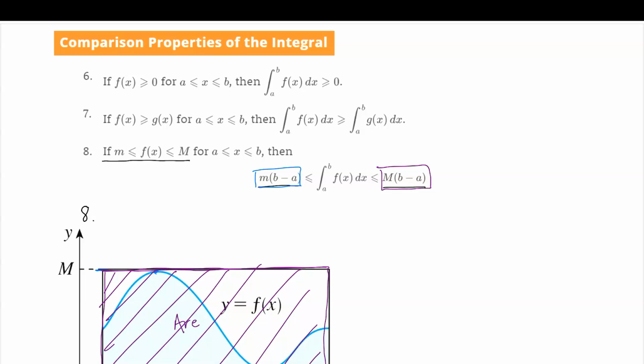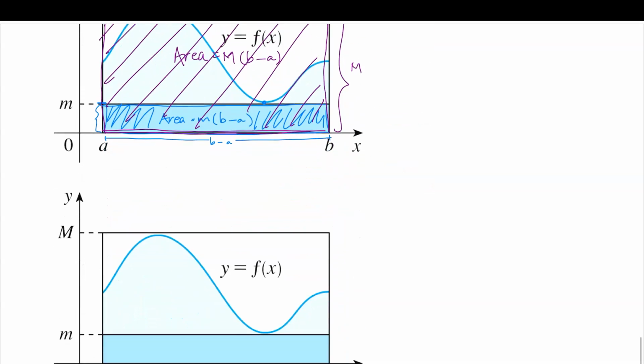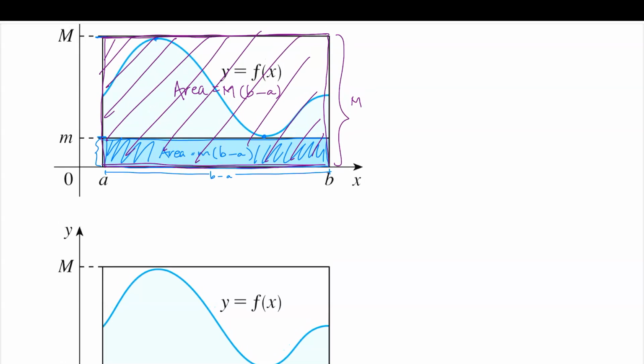So here is a rectangle whose area is height, cap M, times width, b minus a. And what the property says is that the amount of area under f from a to b is in between those two. So let me use this other picture.